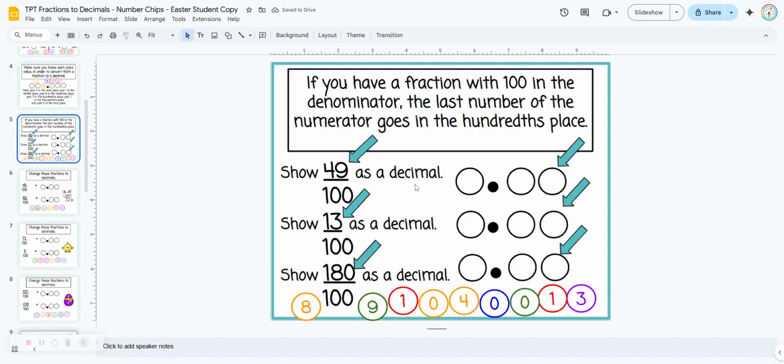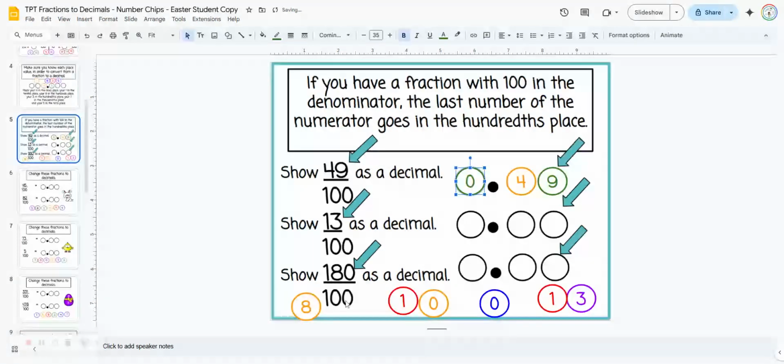Slide 5 shows that to change a fraction with 100 in the denominator to a decimal, one way to do this is to look at the numerator. The number in the ones place will go in the hundredths place of their decimal. So if we place the 9 into the hundredths place, and then we just place the other numbers around it, so the 4 has to go to the left of the 9, and then this number will have to be a 0.